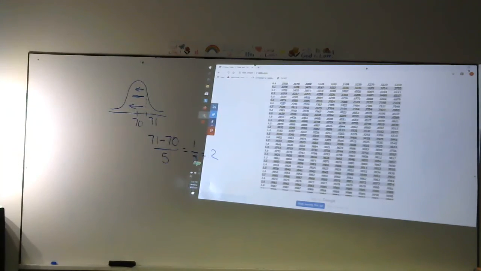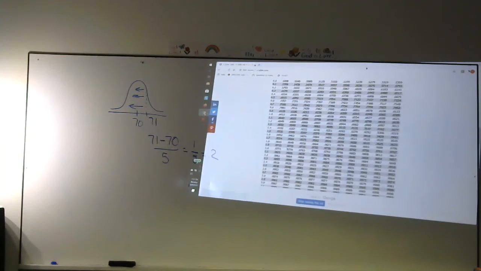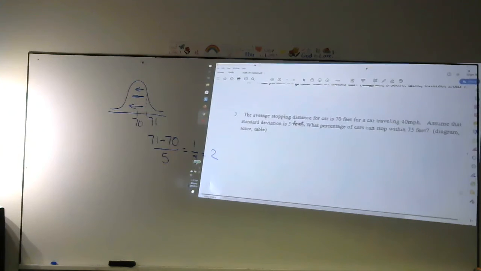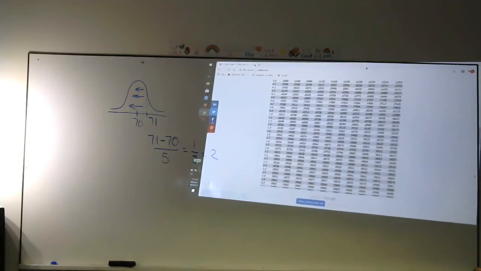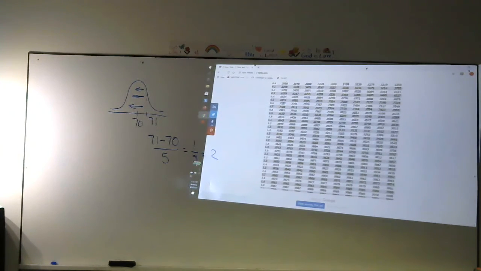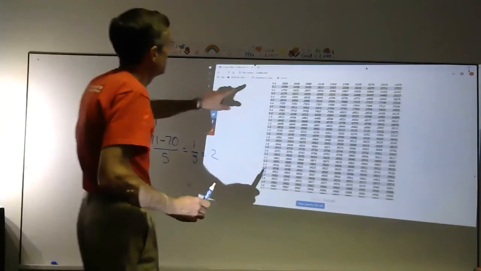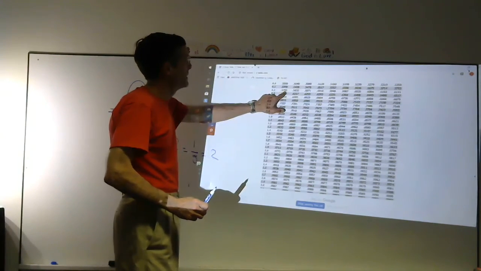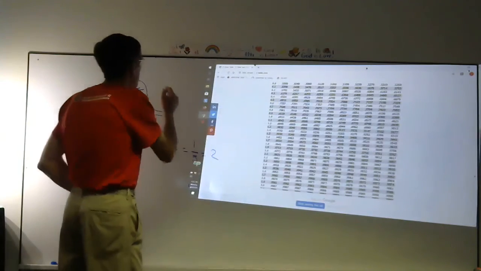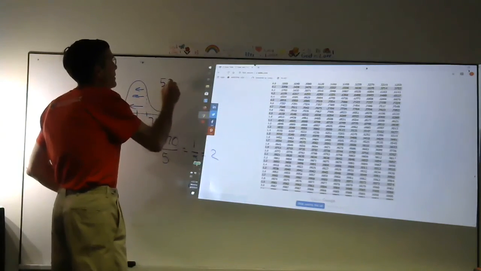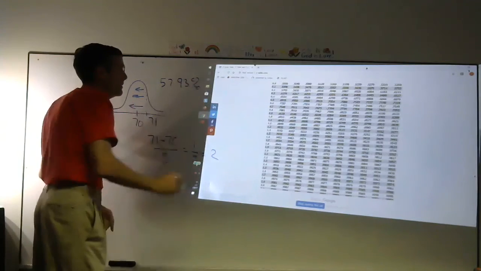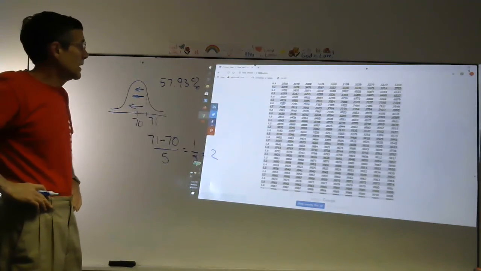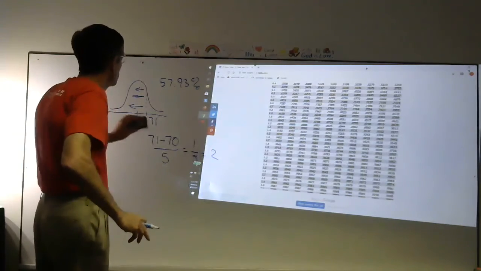I want to double check that. I was thinking of the standard deviation, it was 5 feet, right? Yeah. Okay, so let's go back to our chart. And we want to look up a positive 0.2. So here I am on the positive chart. 0.20 would be right there, 0.5793, and it's reasonably close. 57.93% of all cars can stop within 71 feet. Okay? One more strange one.